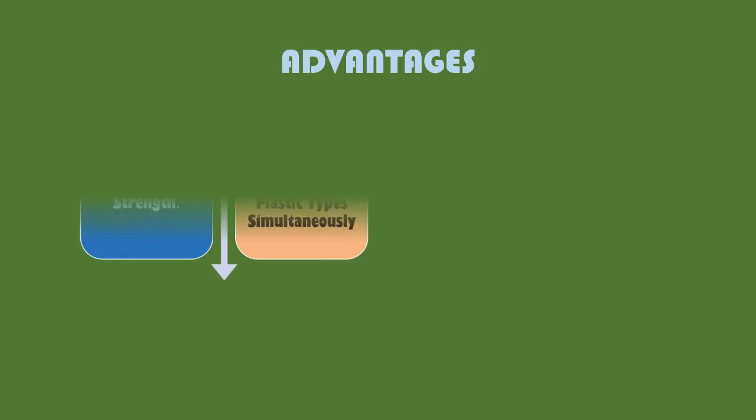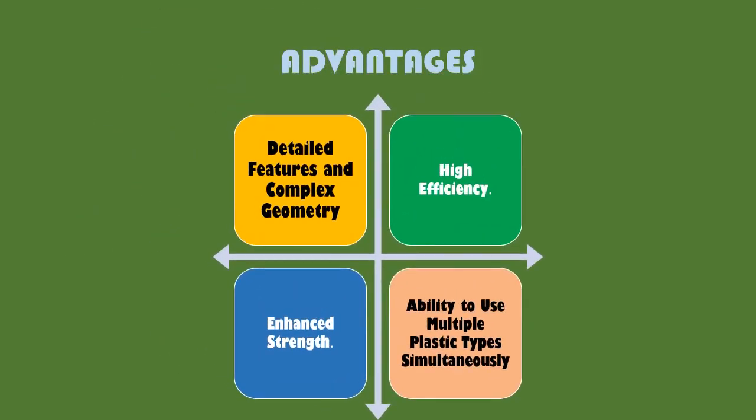The advantages of the injection molding machine are that it is usually used for detailed features and very complex geometry. It also has high efficiency, enhanced strength, and the ability to use multiple plastic types simultaneously.